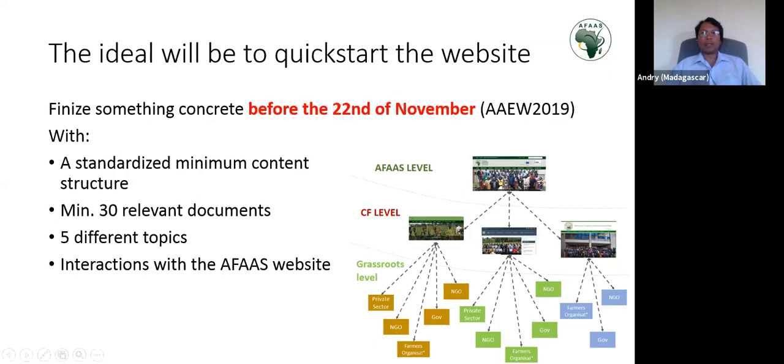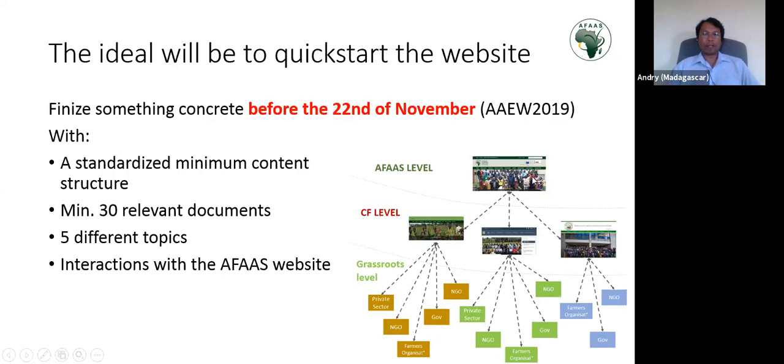You see the scheme, the diagram there. So you will work with the private sector, NGOs, government, farm organizations, and so on, and take documents, all the content from them, or just put the link from their website on your website. And then AFAAS will also pull some of this information on a new KM website at AFAAS.